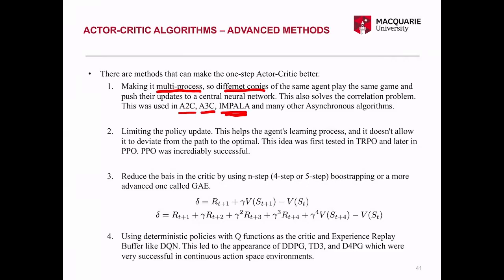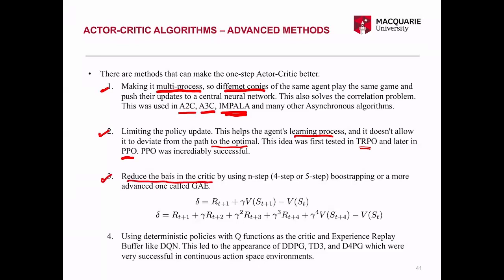The other thing that we can do is to limit the policy update, and this actually helps the agent's learning process. It doesn't allow it to deviate from the path of the optimal policy. This idea was first tested on TRPO, the trust region policy optimization algorithm, and later PPO. PPO is also incredibly successful. DeepMind used it in many of its recent successes.